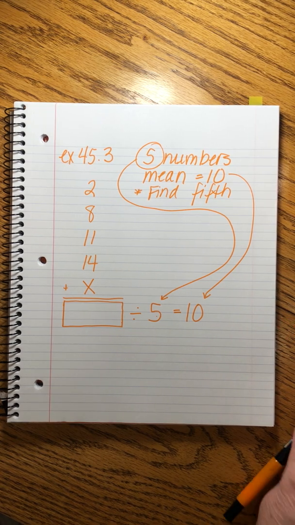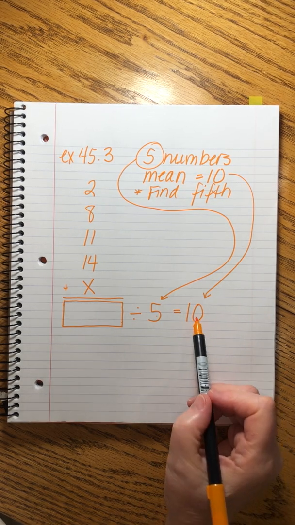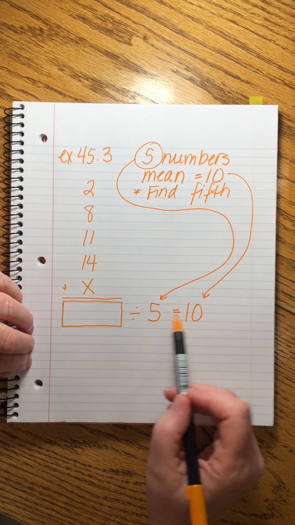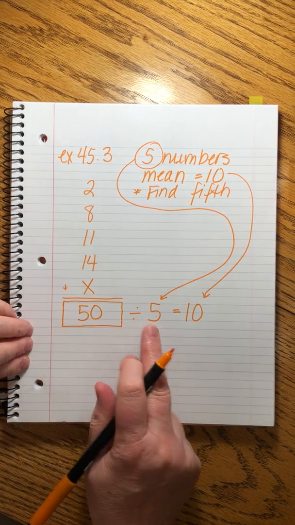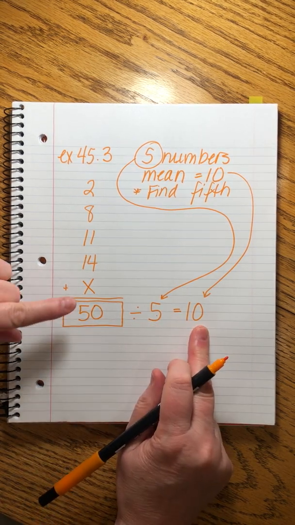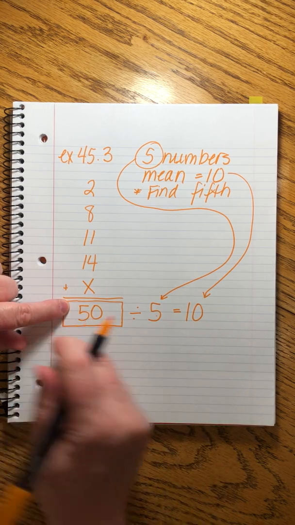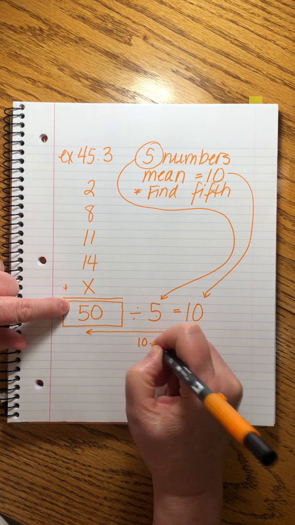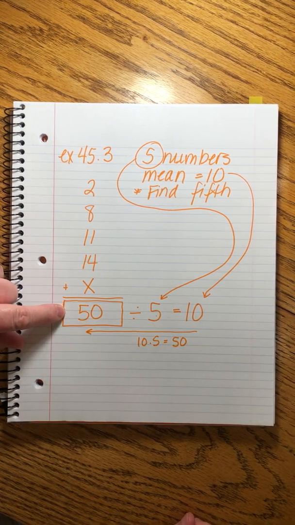What we're going to do in this particular problem is we're going to work backwards. So if our answer was 10 when we divided some big number by 5, we can multiply 10 times 5. We know this number had to be 50 because 50 divided by 5 equals 10, right? So that's how we know that has to be right. We work backwards, like so, right? 10 times 5 equals 50. That's how we came up with this.